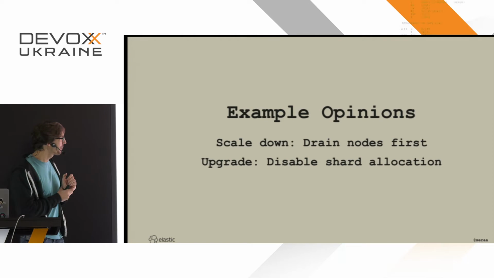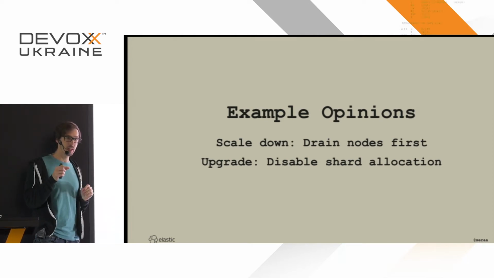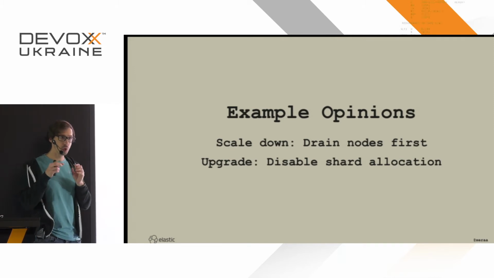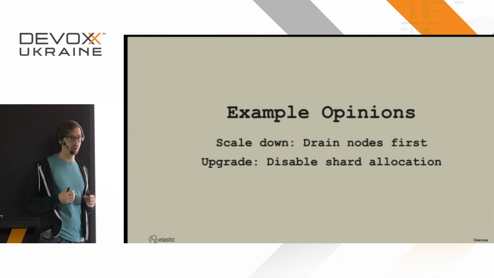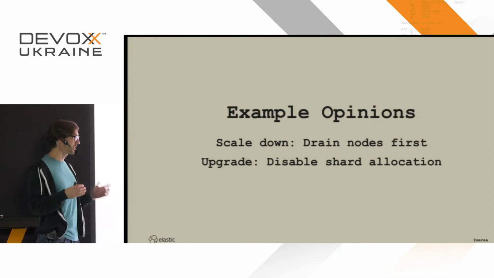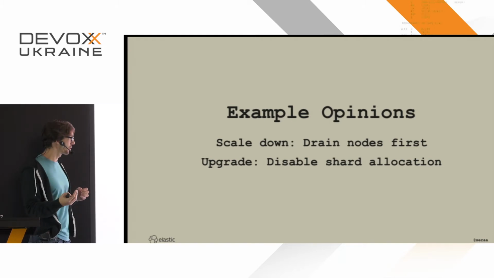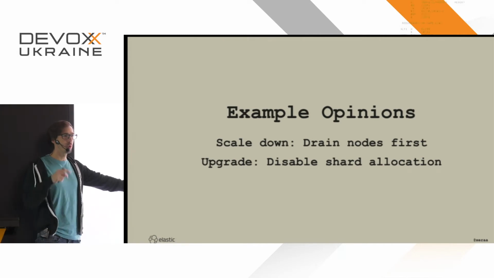So for example, if you scale down, rather than just killing a node, it will say, okay, I want to remove this node, then it will drain the node. So it will make sure the data is migrated off the node before it actually takes out the node, so that you don't have any capacity issues or you don't lose the right number of copies of the data that you want to have. During an upgrade, for example, it knows how to do an upgrade.